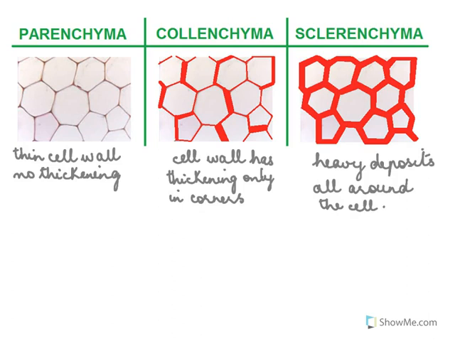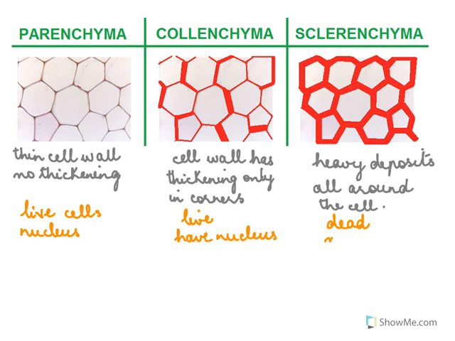Now, the parenchyma is a living cell. These two are also live cells, but the sclerenchyma cells are dead. Since they're live cells, they have a nucleus. This also has a nucleus because they're live cells. Sclerenchyma cells have no nucleus.